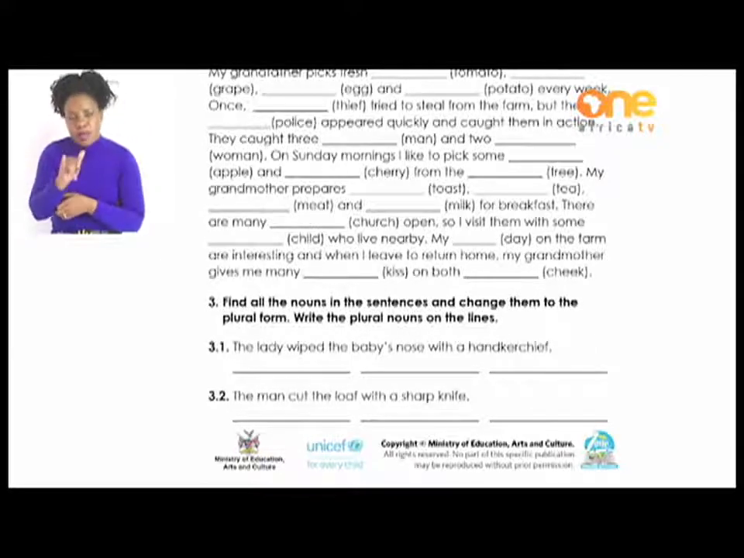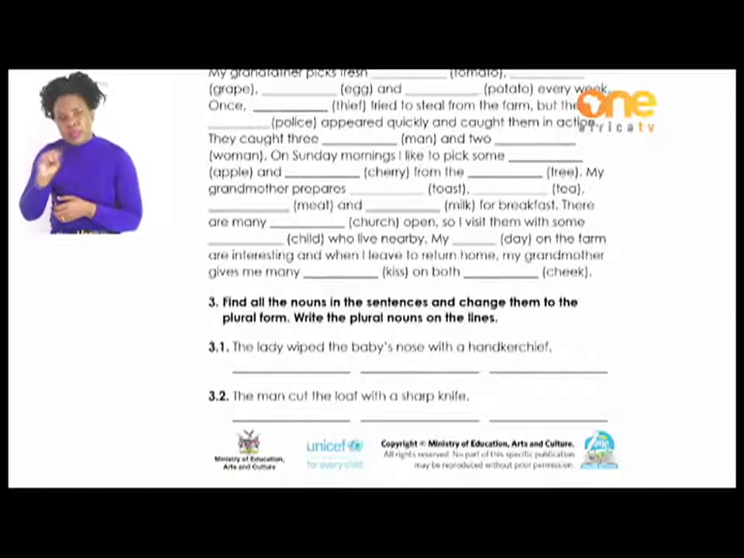Baby becomes babies. Nose becomes noses. And handkerchief becomes handkerchiefs. So you do 3.2 and 3.3 on your own.